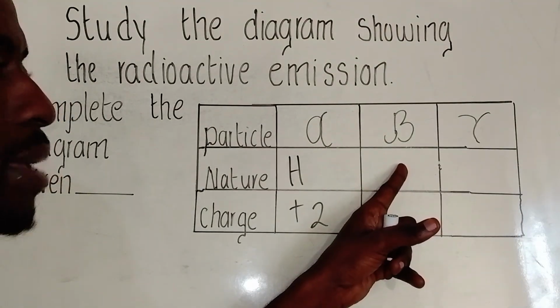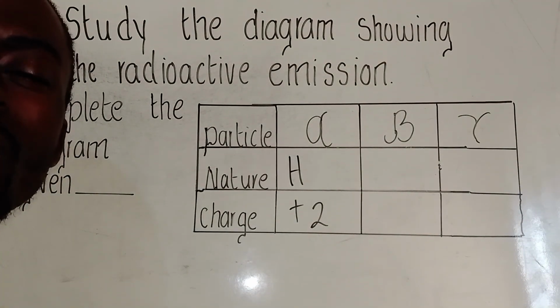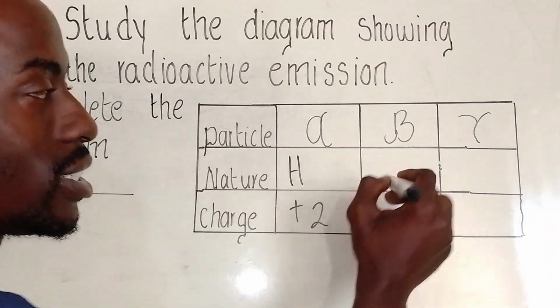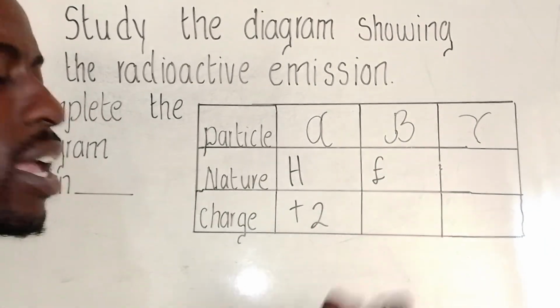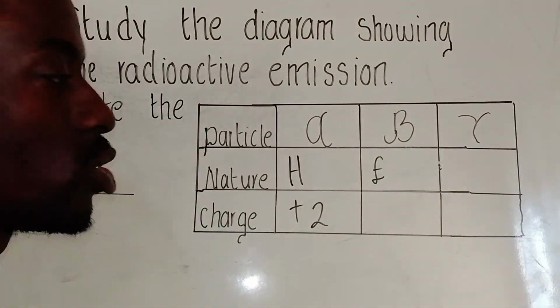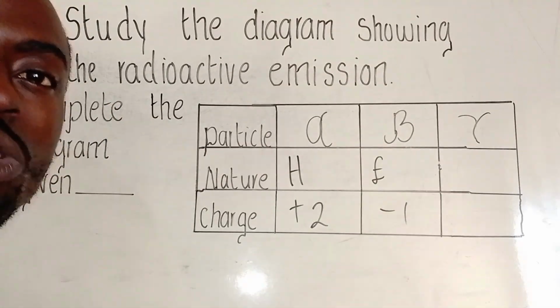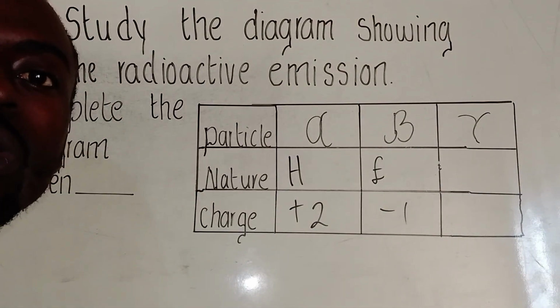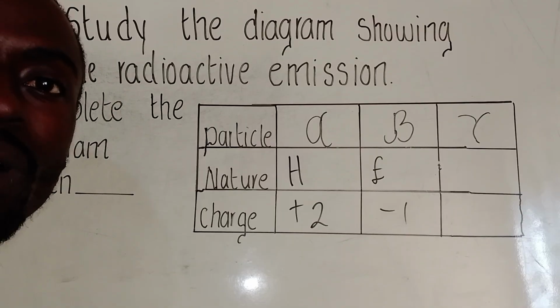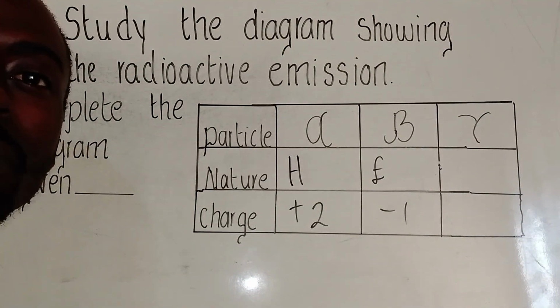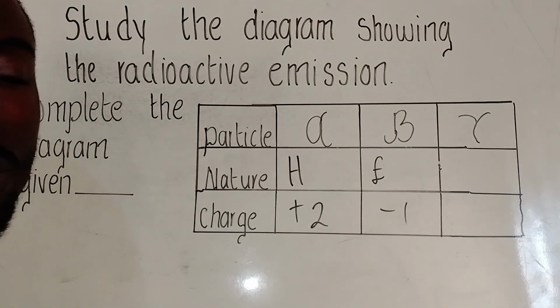Now, when it comes to the beta, a beta is a fast moving electron, meaning that what's its nature here? It's electron. Now, what is the charge of an electron? It's -1. Not only that, the beta particle has a weak penetration power such that it can be stopped by aluminium, which is a metal.